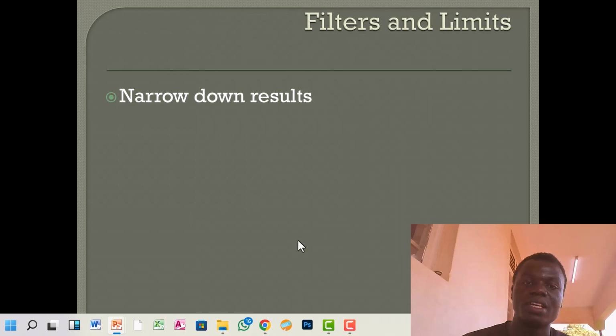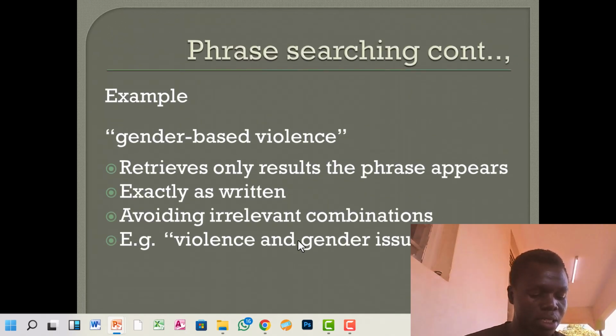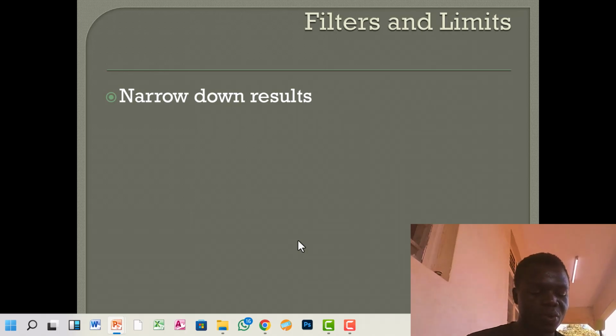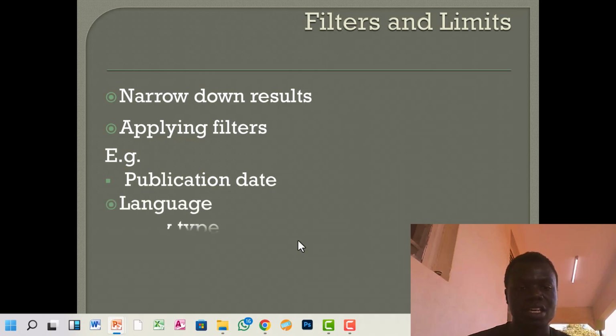Now let us be looking at one of the core features, and that is the filters and limits. Filters and limits narrow down the results in such a way that by applying filters and limits such as publication date, it can be study types, it can be languages, it can be geographic region.